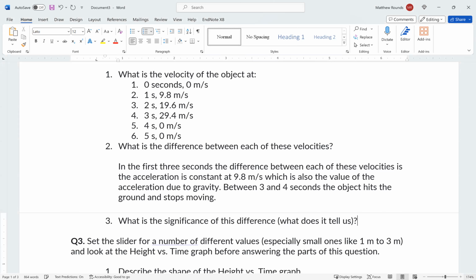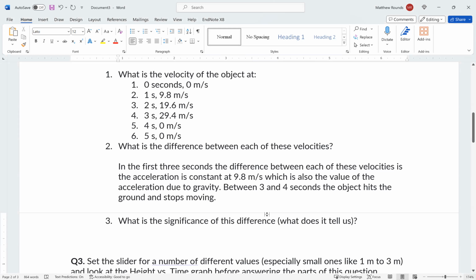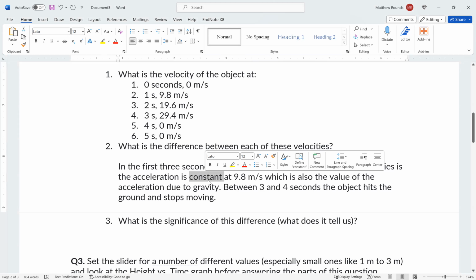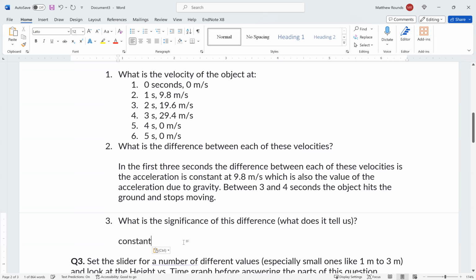Good. So thinking back to this word constant that you already said here, you want to say that it's actually the acceleration that is constant. I don't know how you're supposed to know that. So the acceleration is constant while the object is in motion.